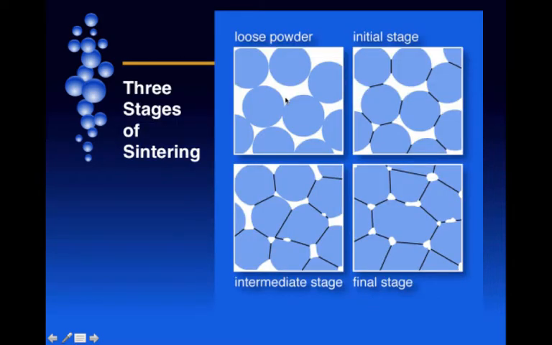There are three typical stages that occur as you start from a loose powder: an initial stage where necks are formed, then an intermediate stage where there is some densification occurring and the pore shapes begin to change and pore sizes begin to become smaller, and a final stage where you can either have no porosity or some residual porosity that you can live with or that you want to engineer into the system.